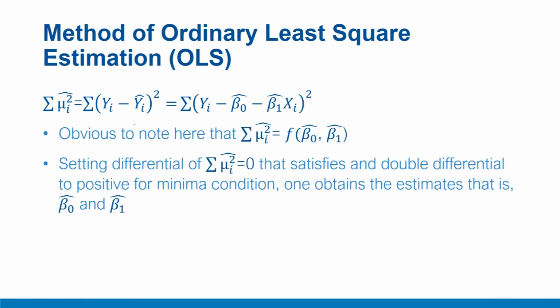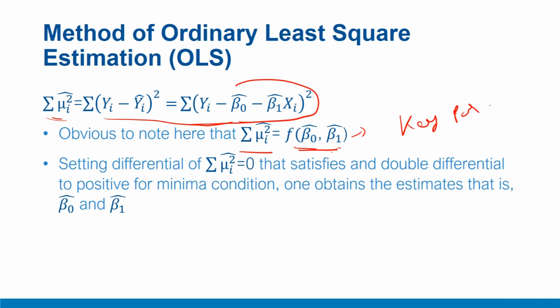Now in this scheme, our final function, or square residual summation, is this, which we can also write as the summation of mu i square. It is obviously a function of beta naught hat and beta 1 hat, which are the key parameters or estimators of importance. So these are the sample parameters that we are interested in knowing.